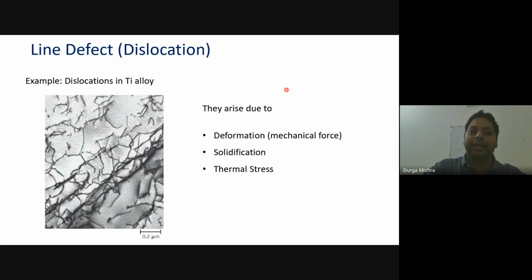And once you do that, you can correlate with the properties that you have measured. Once you have identified that this kind of defect exists, then you can correlate it with whatever properties you have observed or measured.